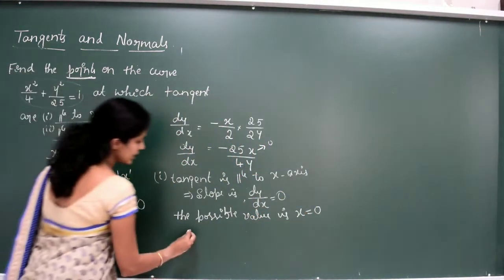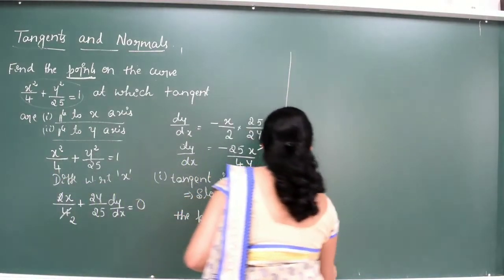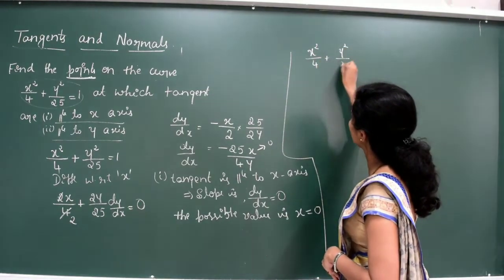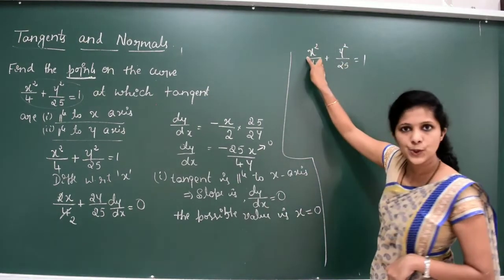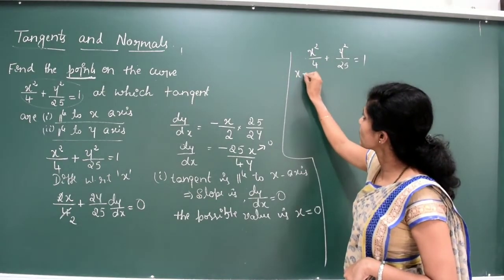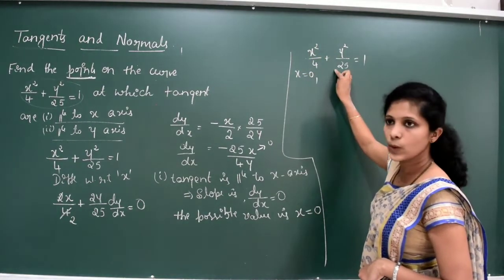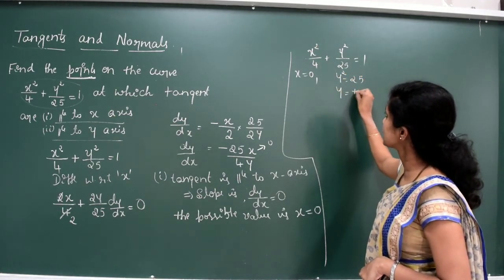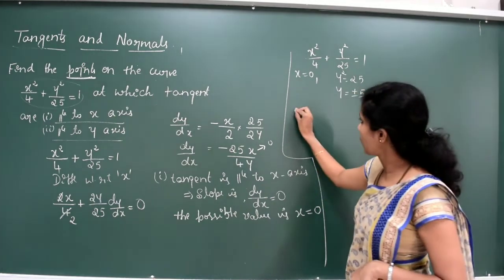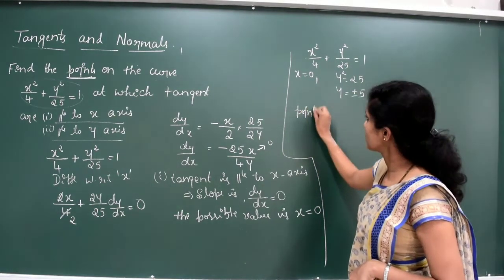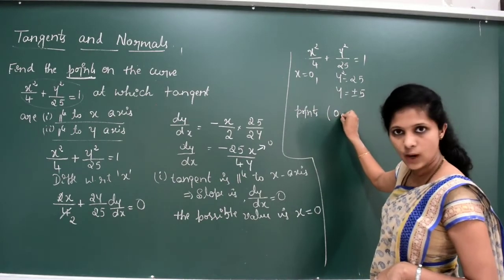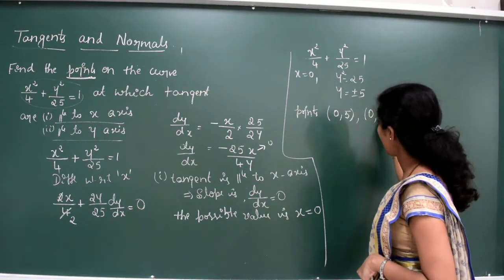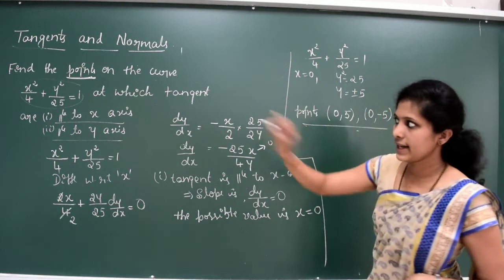So we have the equation x square divided by 4 plus y square by 25 is equal to 1. So we substitute x is equal to 0. Now x is equal to 0, so this will be 0. y square is equal to 25, so the value will be y is equal to plus or minus 5. So the possible points on the curve are, one is 0 and plus 5, another one is 0 and minus 5. Is it clear? This is for the parallel to x axis.